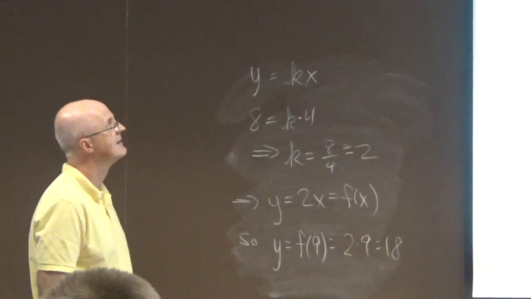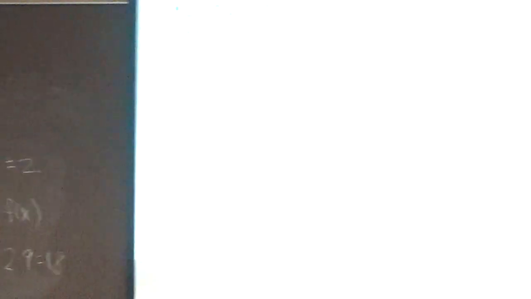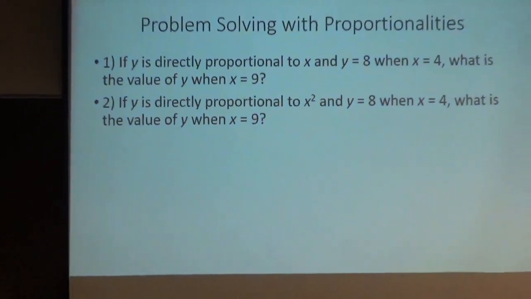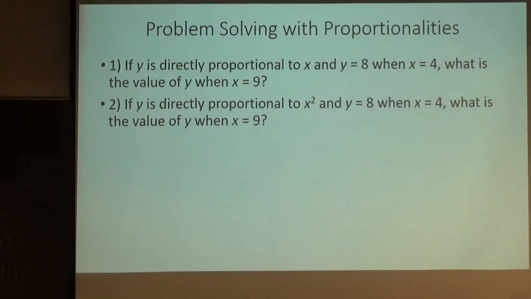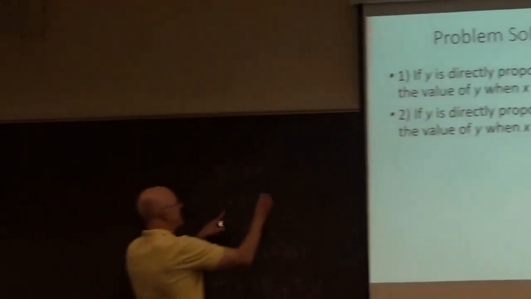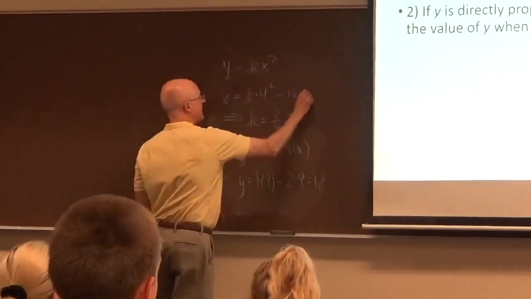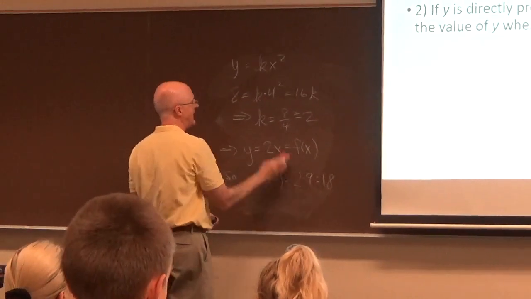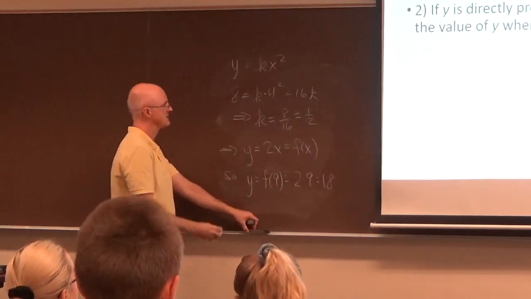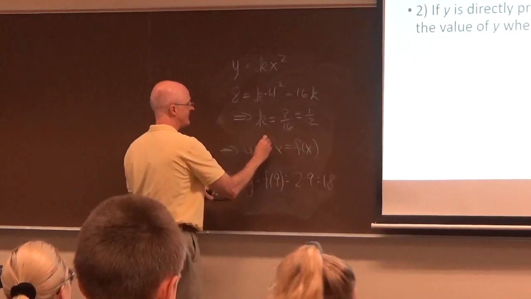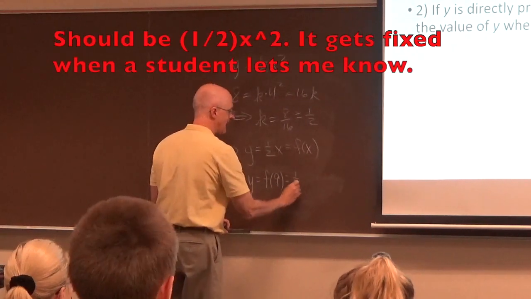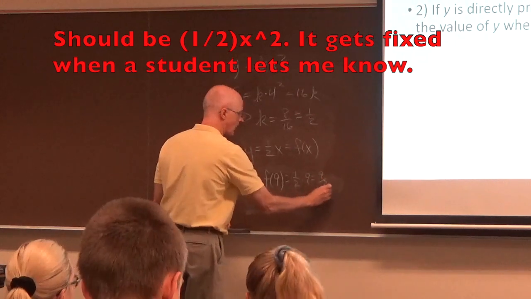Next one. If y is directly proportional to x squared, and y equals 8 when x is 4, what is the value of y when x is 9? So now y would be k times x squared. 8 would equal k times 4 squared, which is 16k. Solve for k. K would be 8 divided by 16, or 1/2 for the second problem. So the function would be f of x equals 1/2 x. And when x is 9, you get 1/2 times 9, 9 halves, or 4.5.